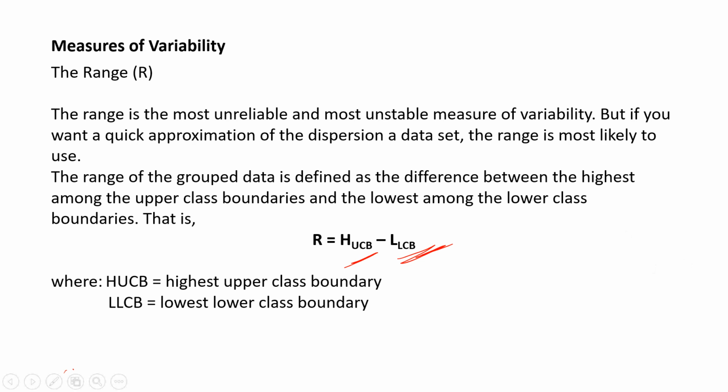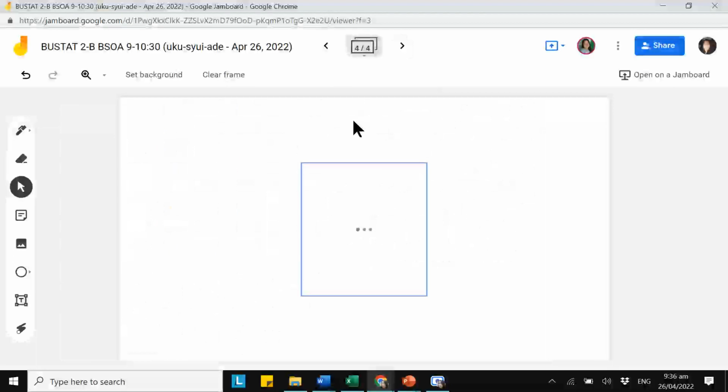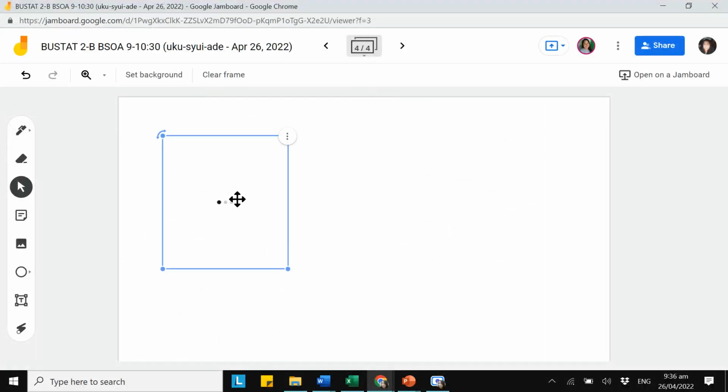Let's have this. I think this is the same? No, this time it's a bit bigger. Let's use the values that we have here on the PowerPoint just to show this. Okay. Go back to the Jamboard.